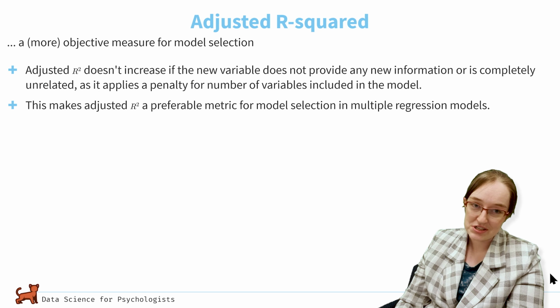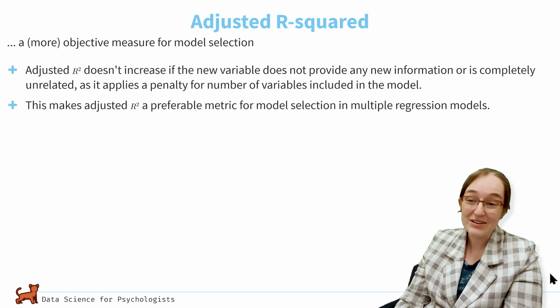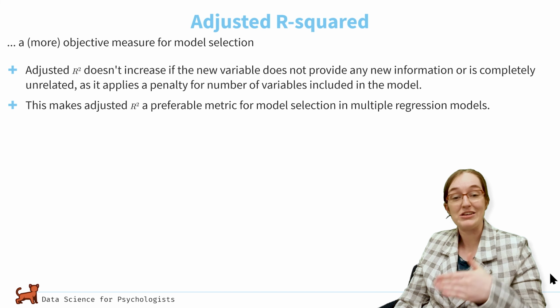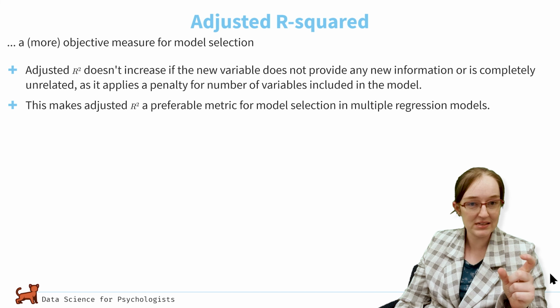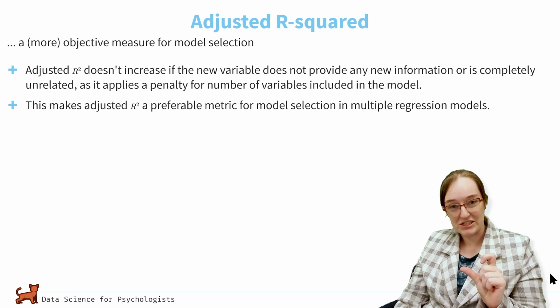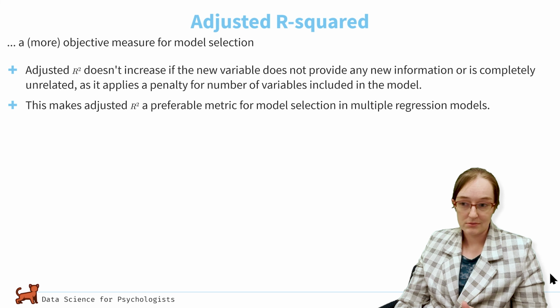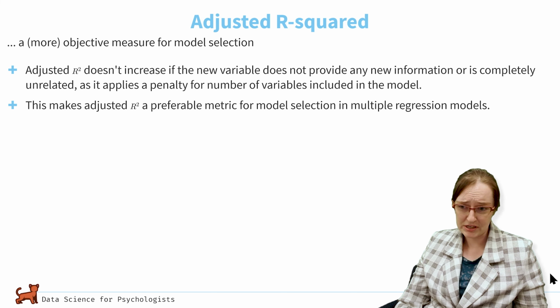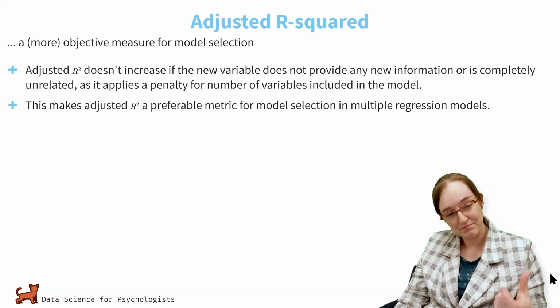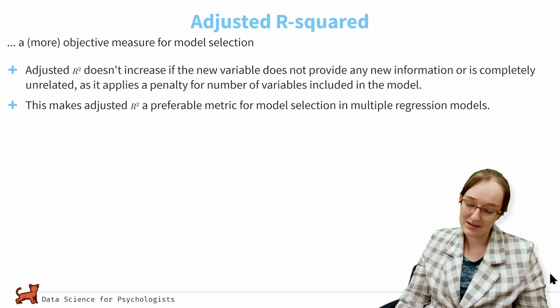So we should be using adjusted R-squared. Adjusted R-squared doesn't increase if a new variable doesn't provide any new information. Effectively, it has a penalty built in for the number of additional parameters. The adjusted R-squared penalty is pretty good. If you tinker around with it, you can get a negative adjusted R-squared, which I think is kind of fun. In theory, that's impossible, but in practice, it is.